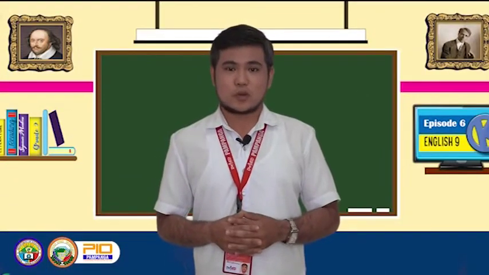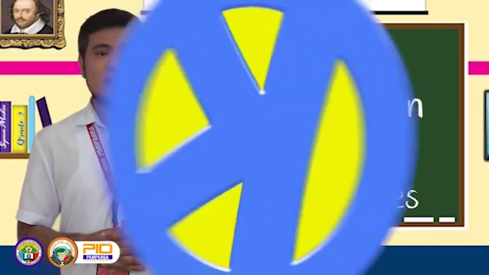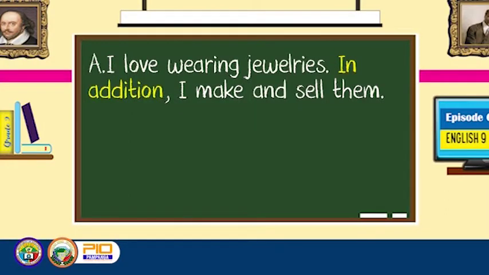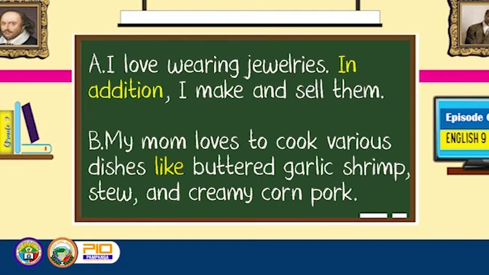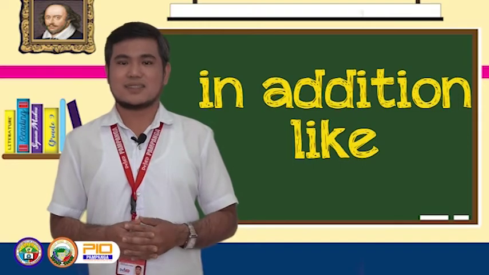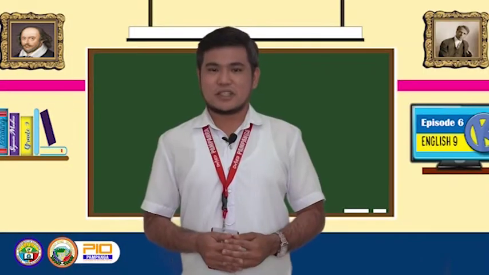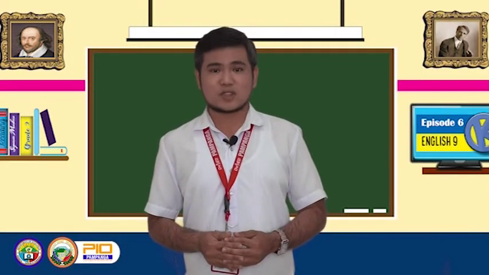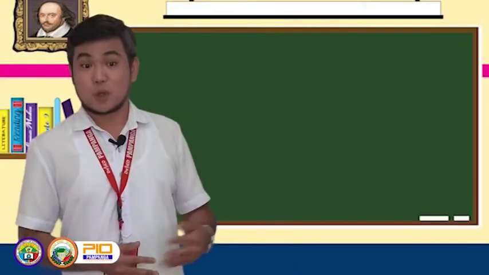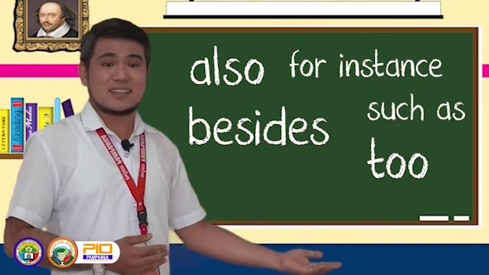We also use connectors to add information and to give examples. Examples of these are, I love wearing jewelries. In addition, I make and sell them. My mom loves to cook various dishes like buttered garlic shrimp, stew, and creamy corn pork. The sequence connectors in addition and like are used to highlight the stated function, which is to add information or to give examples. Here are some other sequence signals or connectors that belong to the same function: also, too, besides, for instance, such as, and in particular.